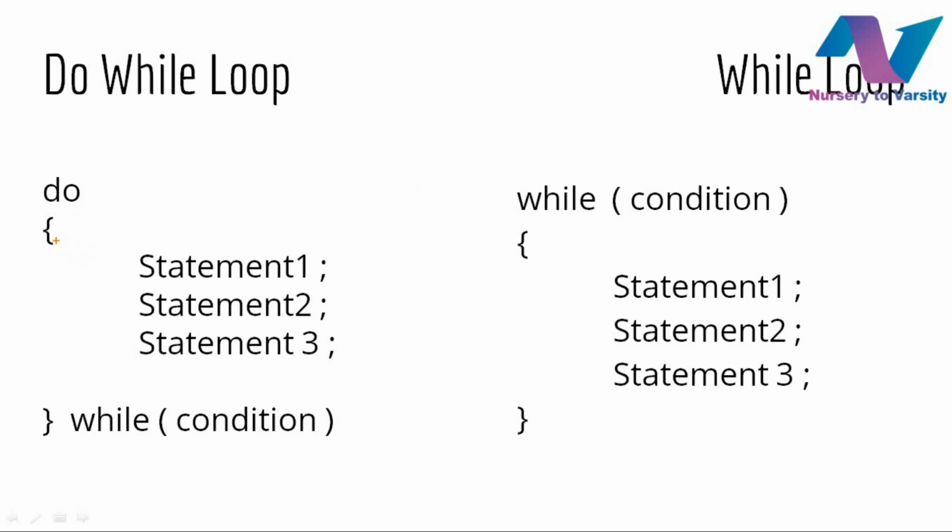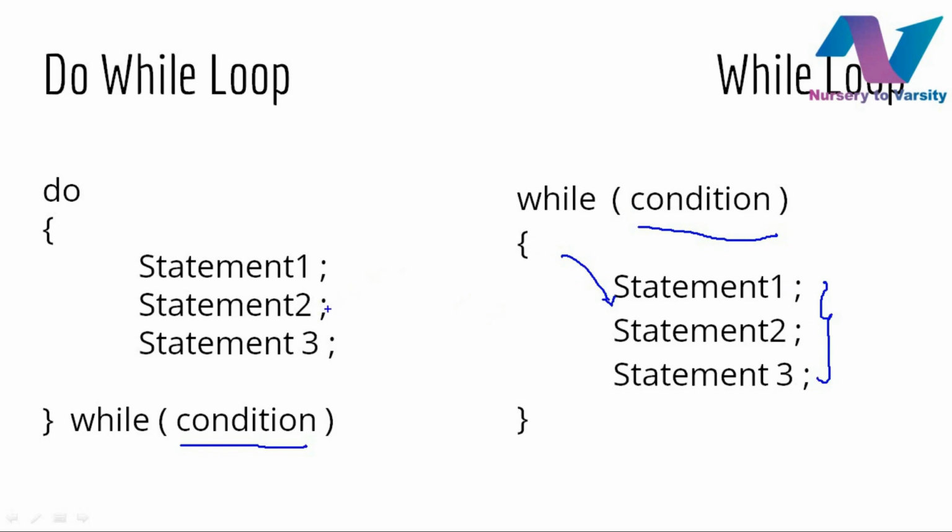Do, brackets, statement 1, statement 2, statement 3, and then the while condition. While the while loop looks like this: while condition, statement 1, statement 2, statement 3. The minor difference is the place where the condition is tested. Here, the while tests the condition before executing any of the statements. First we will check the condition and then we will execute the statements.